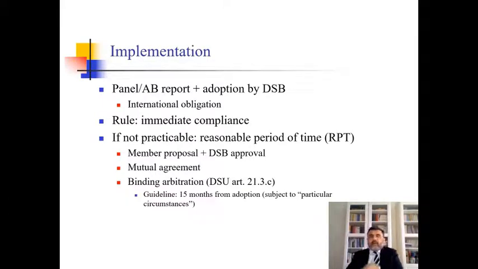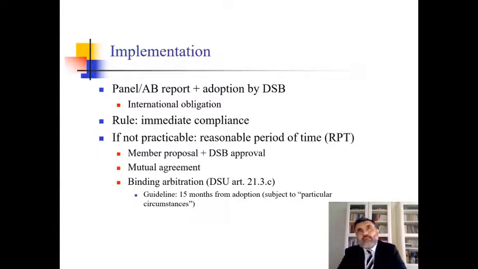Now, the panel was established, composed. The panel did its job, heard the parties' arguments in writing and orally and so on, drafted its report. The report was circulated and it's been adopted by the DSB. Now, the next phase and the last phase in the process is, of course, the implementation of the panel's findings and the appellate body's findings, if there is an appellate body report in that same dispute. Without implementation, as you can imagine, the findings in the panel report would have no meaning.